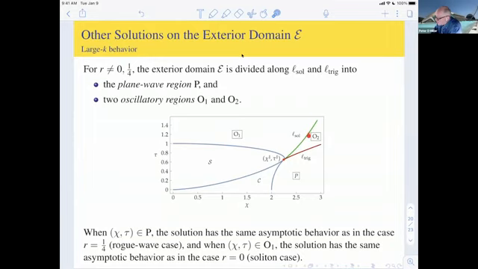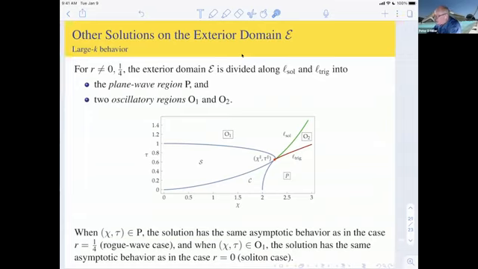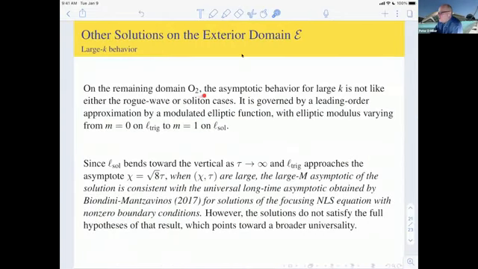So what about this? This is the interesting part. Somehow here it's like a rogue wave, here it's like a soliton, and the question is what's going on here. On this remaining domain O2, the asymptotic behavior for large K is not like either the rogue waves or the solitons. Nobody wins. It's a different thing. It's governed instead, at leading order, by a different modulated elliptic function. The elliptic modulus now varies from m equals 0 on L trig, the trigonometric degeneration of the elliptic function, to m equals 1 on L sol, the solitonic degeneration.